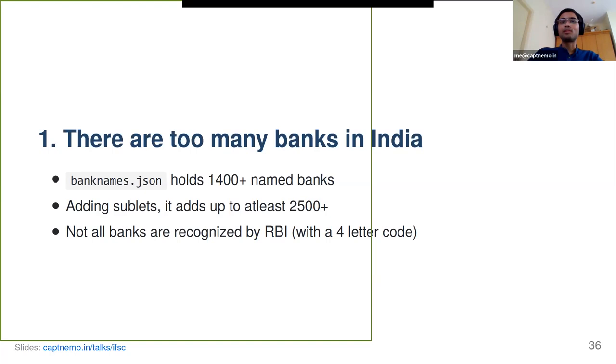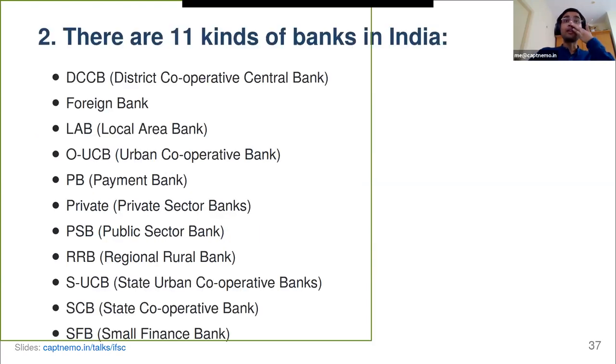So this is something that I'm also seeing evolving, you know, how to manage the IFSC codes, et cetera, as these banks change. There are 11 different kinds of banks in India, which is a lot. This is what you'll get if you get the ACH list from the NPCI website.